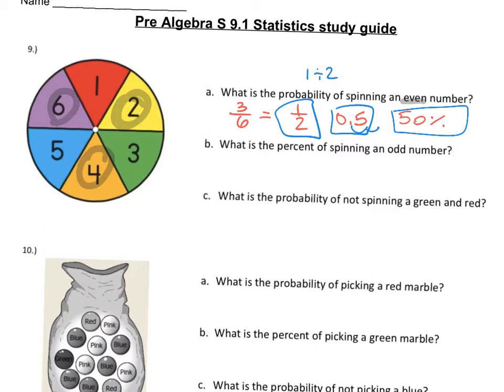Now, for letter B, it's just asking for the percent. So, what is the percent of spinning an odd number? 50%. What is the probability of not spinning green and red? So that means not green and red. So there's 1, 2, 3, 4 out of 6, which remember to always simplify. If you do not have it simplified, you're going to get a little bit of points taken off. 4/6 simplifies to 2/3. And 2 divided by 3, because remember, a fraction is a division, top divided by bottom. 2 divided by 3 is 0.6 repeating, which is 66.7% if we rounded the percent.